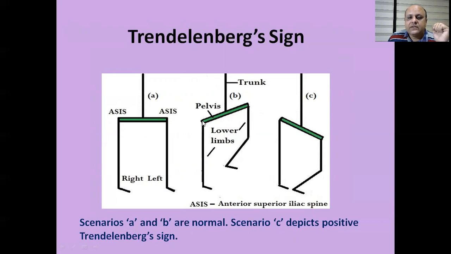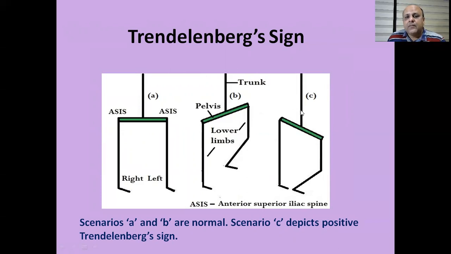So when the person puts weight on one limb, suppose the person puts weight on right limb, that is scenario B. In that case, the opposite side anterior superior iliac spine is normally lifted by the right side gluteus medius and minimus. So when the weight is put on the right side of the limb, the left side anterior superior iliac spine is normally lifted by the right side gluteus medius and minimus. So A and B are representing the normal scenarios.